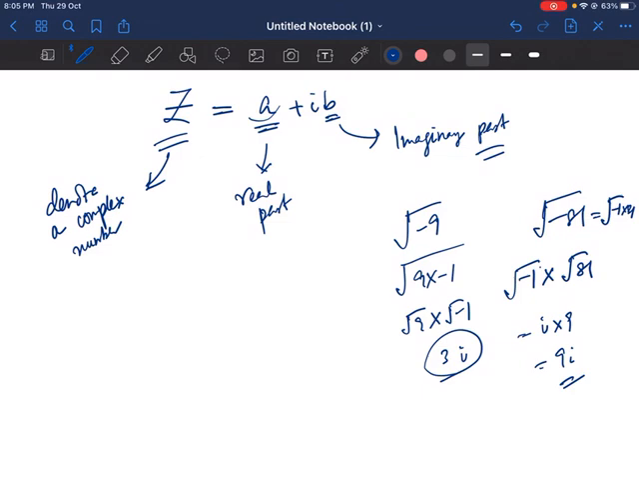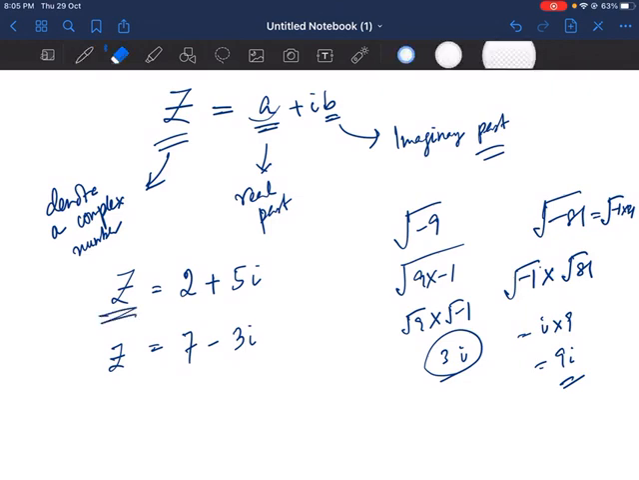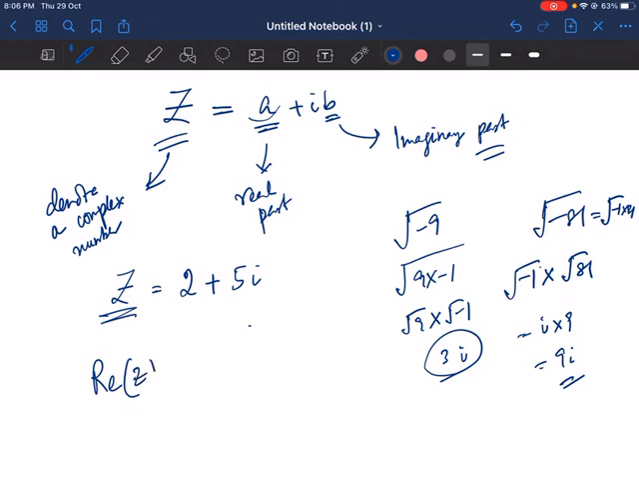Let me give you an example of a complex number. Suppose my z is 2 plus 5i, or z is 7 minus 3i. These are examples of complex numbers. If I ask you what is the real part of z, you will directly say the real part is that part which does not have i multiplied to it. So the real part is 2, written as Re(z).